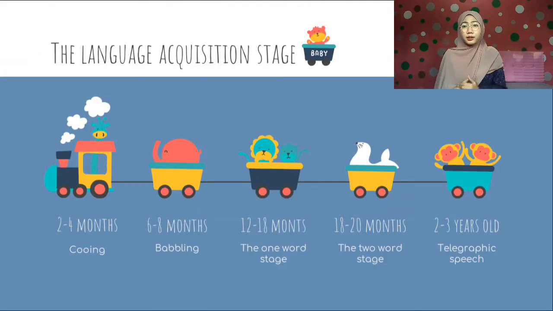The language acquisition stage has five types: 2 until 4 months, that is cooing; the second, 6 until 8 months, that is babbling; the third, 12 until 18 months, that is the one word stage; the fourth, 18 until 20 months, that is the two word stage; and the last, 2 until 3 years old, that is telegraphic speech.